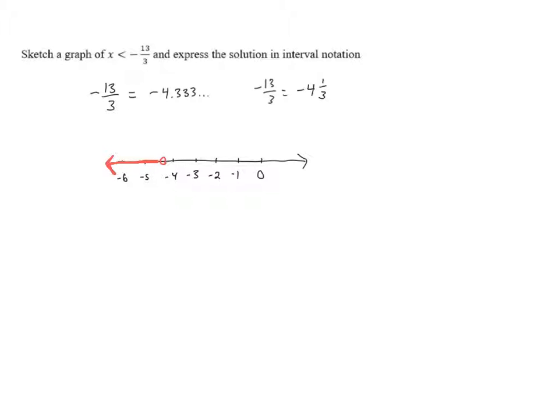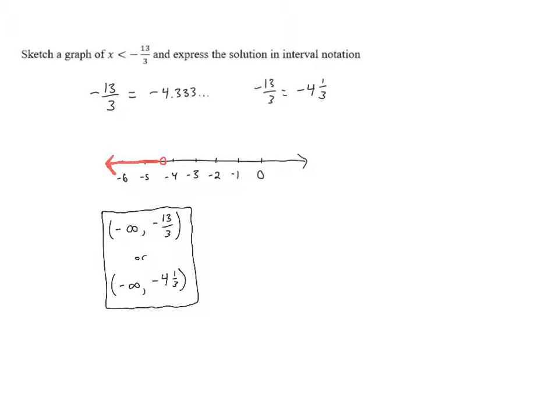And if we convert this to interval notation, we can see that on the left, this goes all the way towards negative infinity. So we have parenthesis negative infinity, comma. And then on the right, we stop at negative 13 thirds with a parenthesis because it's an open circle. Alternatively, we could write negative 13 thirds as negative 4 and 1/3. That's also fine. Either of these answers is completely acceptable.